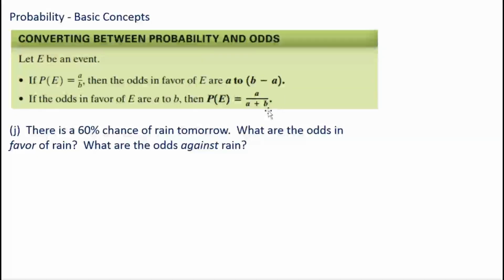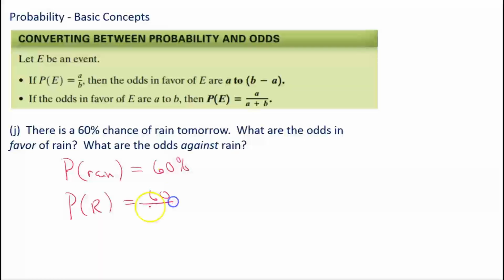So let's see if we can do this particular problem using that information. Okay, there's a 60% chance of rain tomorrow. What are the odds in favor of rain? So you notice now it's in probability form. So the probability of rain, or event E, is 60%. Now, we don't need it in percent form. We need the probability of rain in a fraction, right? Now, 60% really means 60 out of 100.